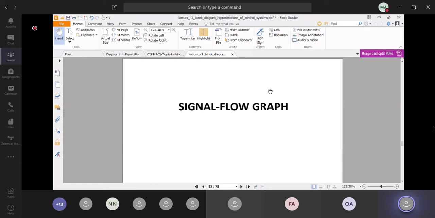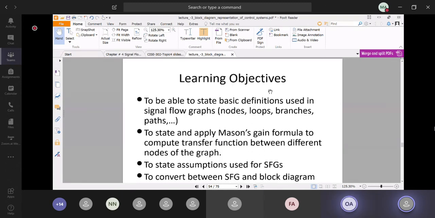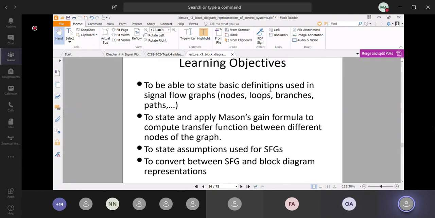So we just want to identify the paths: whether a path is a forward path or a feedback, whether it represents a loop or a parallel loop. The main objective in this technique is that we should be able to identify the loops, the nodes and the branches. After that, we apply Mason's gain formula to get the transfer function. This will be easy.